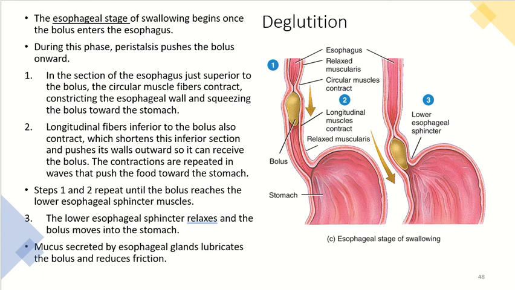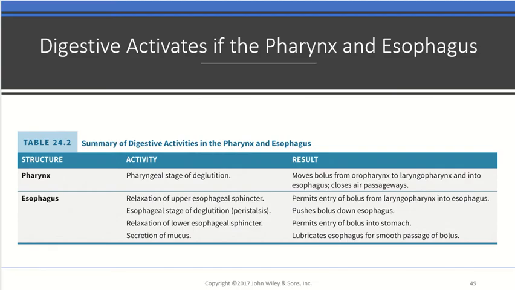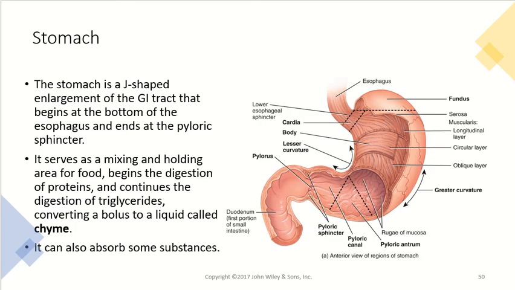There, mucus secreted by the esophageal glands is also going to help to lubricate that bolus and help reduce any friction in the whole process of swallowing. So here we have a handy little table discussing the digestive activities of the pharynx and the esophagus for your studying uses later.